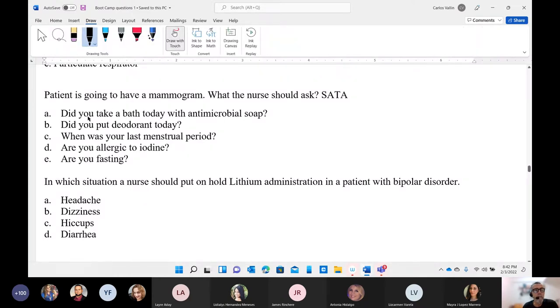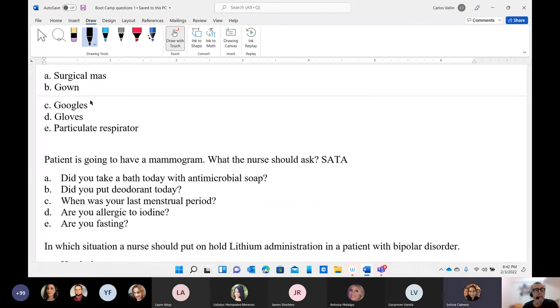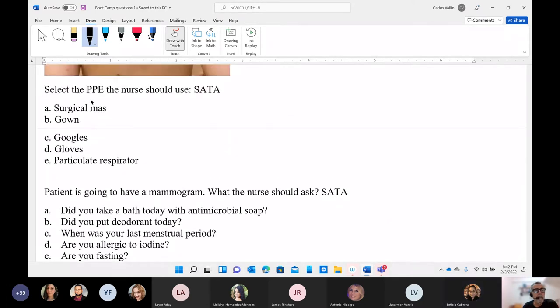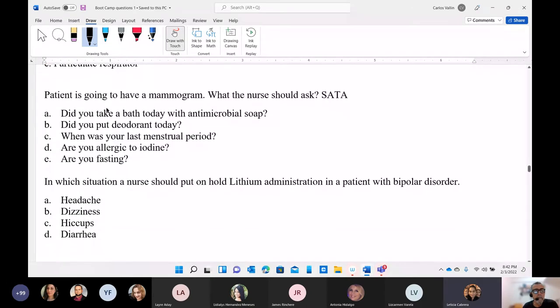Let's go. Not to use the deodorant. The last menstruation. Say again. Not to use the deodorant. The last menstruation. B and C. Okay. C. Okay, so let's go with this, okay?